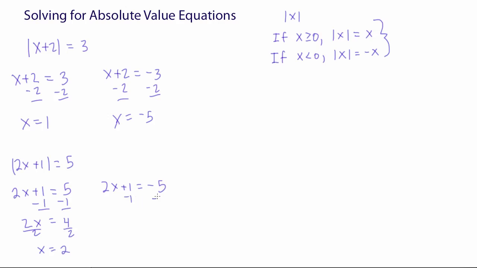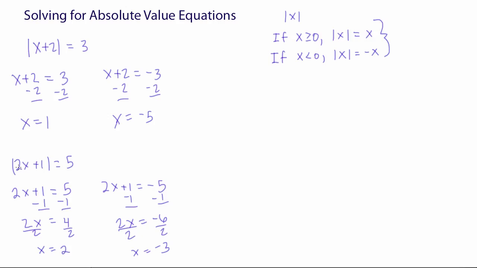Here we subtract 1 on both sides. We get 2x equals negative 6. Divide by 2, x equals negative 3. And again, these should be our answers, but let's double check.